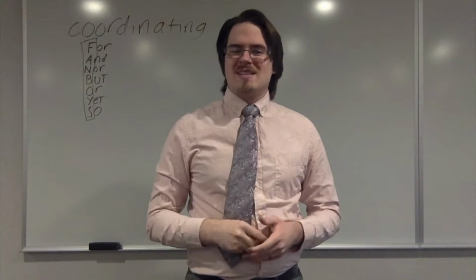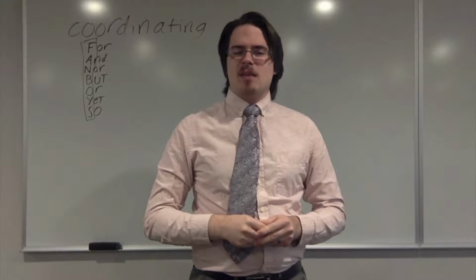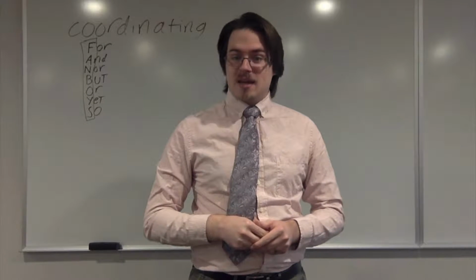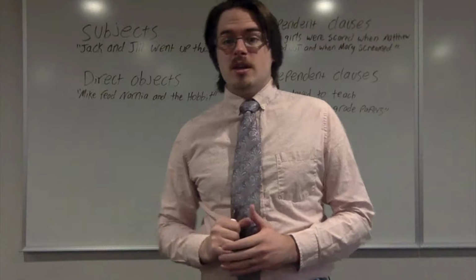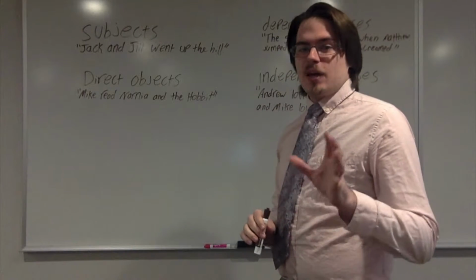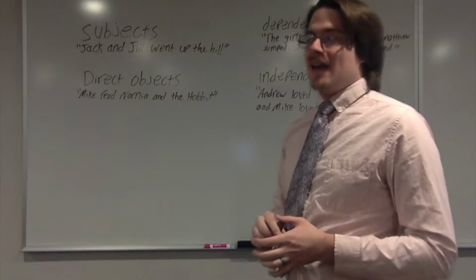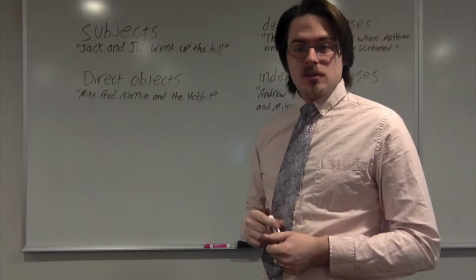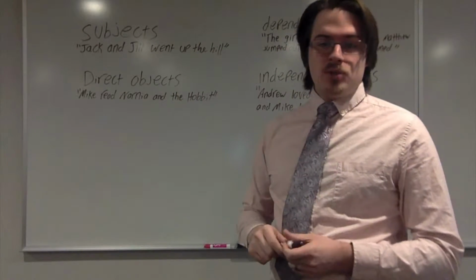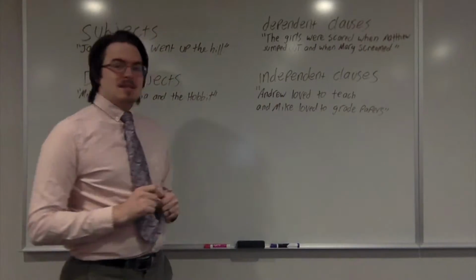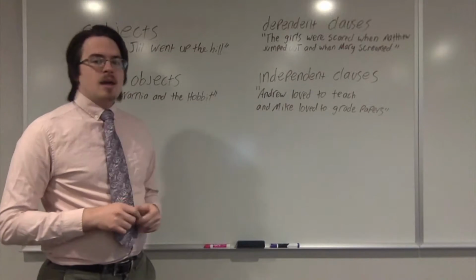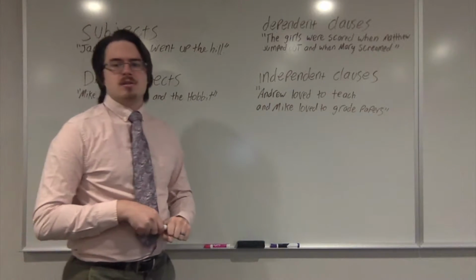So let's look at some examples of the types of sentence elements that coordinating conjunctions can connect together. These are the 4 different elements that coordinating conjunctions can connect: subjects, direct objects, dependent clauses, and independent clauses.